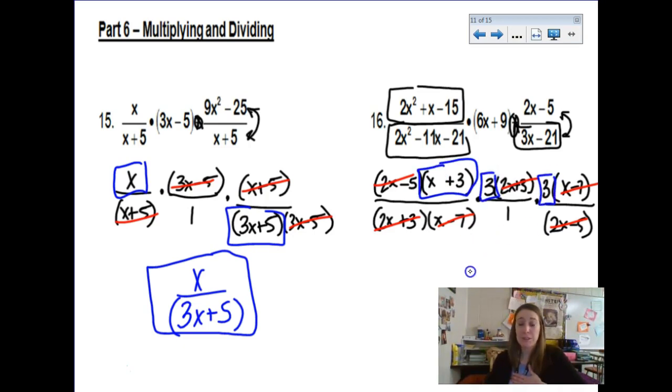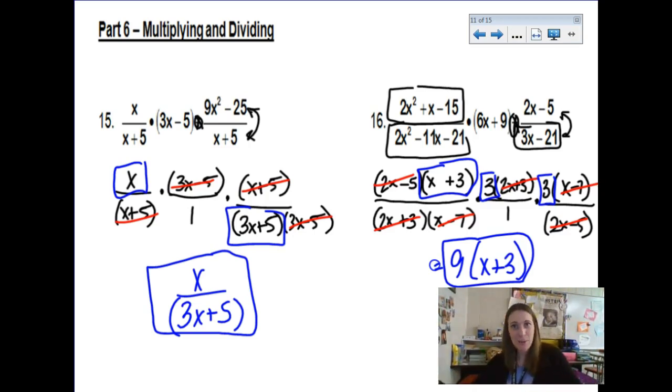So to make it look a little better, I am going to multiply those 3's together and write a 9, but I'm going to leave the rest factored. 9 times x plus 3. That's how I'm going to write my final answer. If you wrote 9x plus 27, you're totally fine. I just don't appreciate you guys multiplying things back together at the end of these problems. That's all. Take it or leave it, I guess, you know?